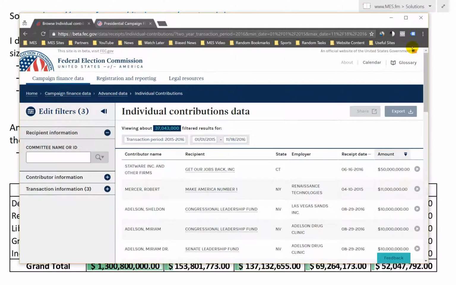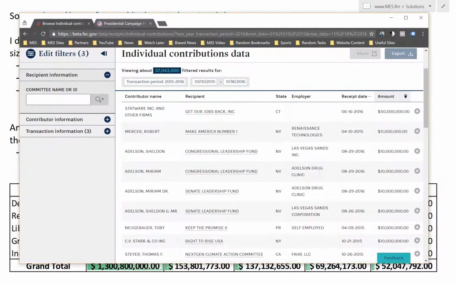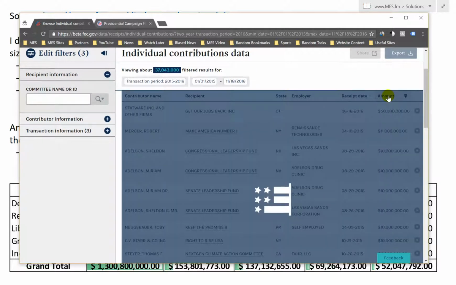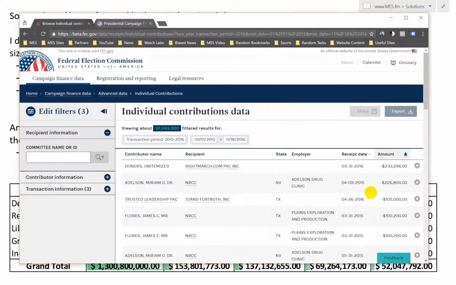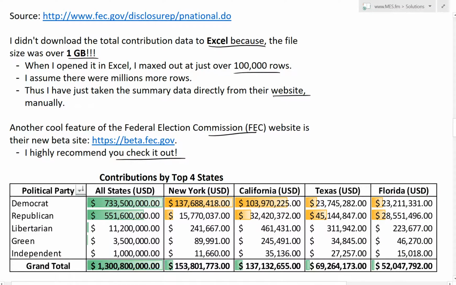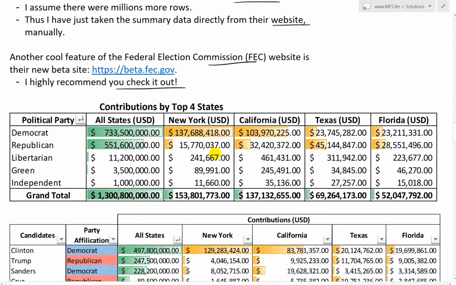This is a great site to go through all that. You can even see small donations. See the smallest. Anyways, I'm not going to waste more time on that. Let's go back to here.